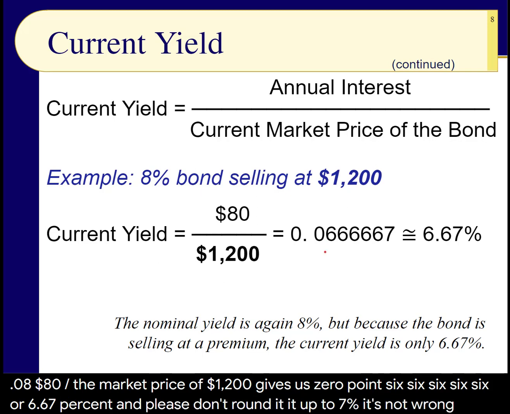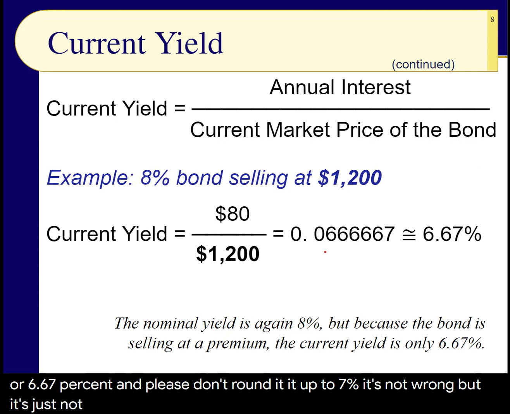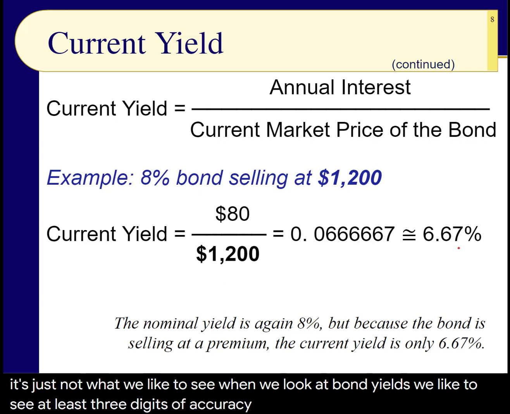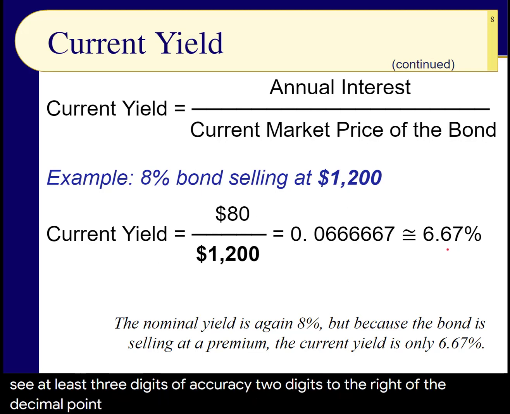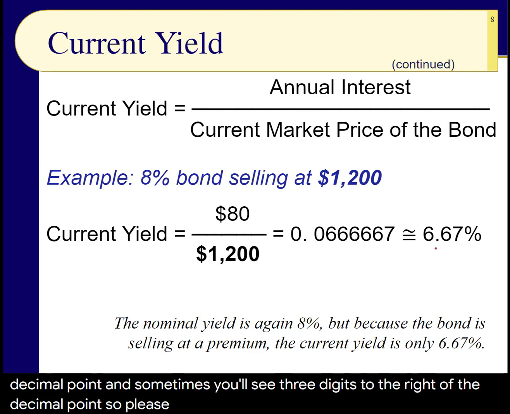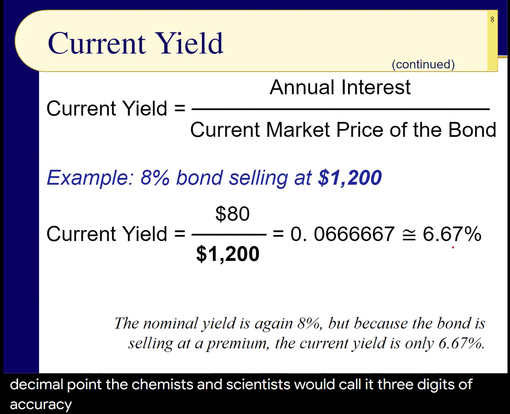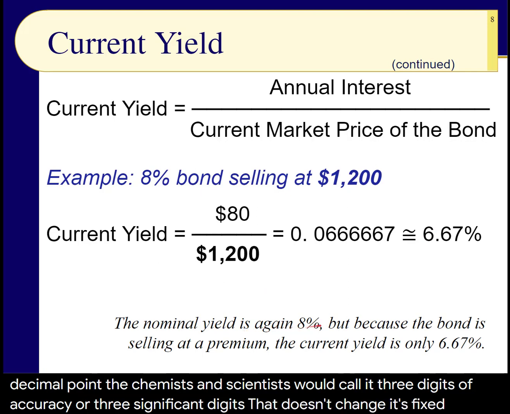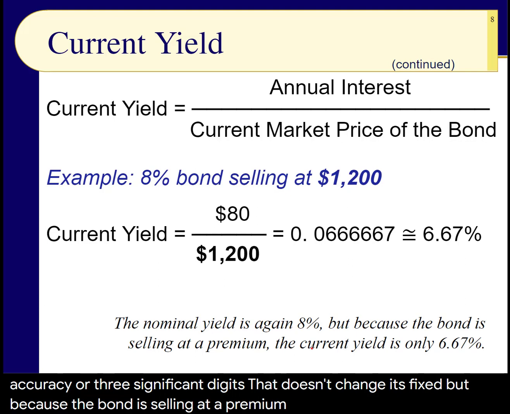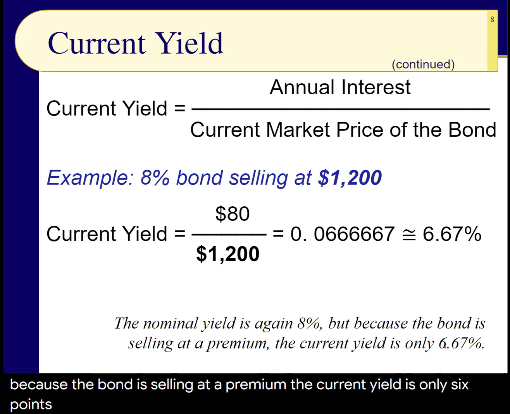And please don't round it up to 7%. It's not wrong, but it's just not what we like to see when we look at bond yields. We like to see at least 3 digits of accuracy, 2 digits to the right of the decimal point, and sometimes you'll see 3 digits to the right of the decimal point. So please use at least 2 digits to the right of the decimal point. The chemists and scientists would call it 3 digits of accuracy, or 3 significant digits. The nominal yield, again, is 8%. That doesn't change, that's fixed, but because the bond is selling at a premium, the current yield is only 6.67.